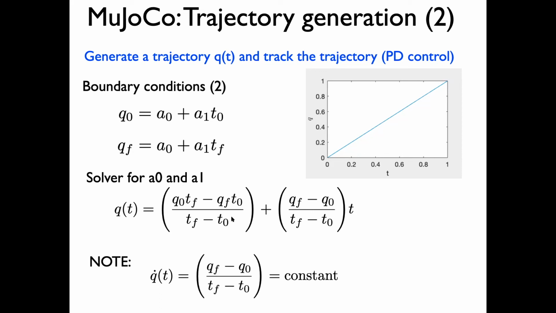So a little bit of algebra, and you can do this math and get a solution for Q as a function of time, where these things are now constants, because you'll be specifying Q0, QF, T0, and TF. And now one thing to note here is, because of the form we assumed for Q, a linear function of time, the velocity is going to be a constant.